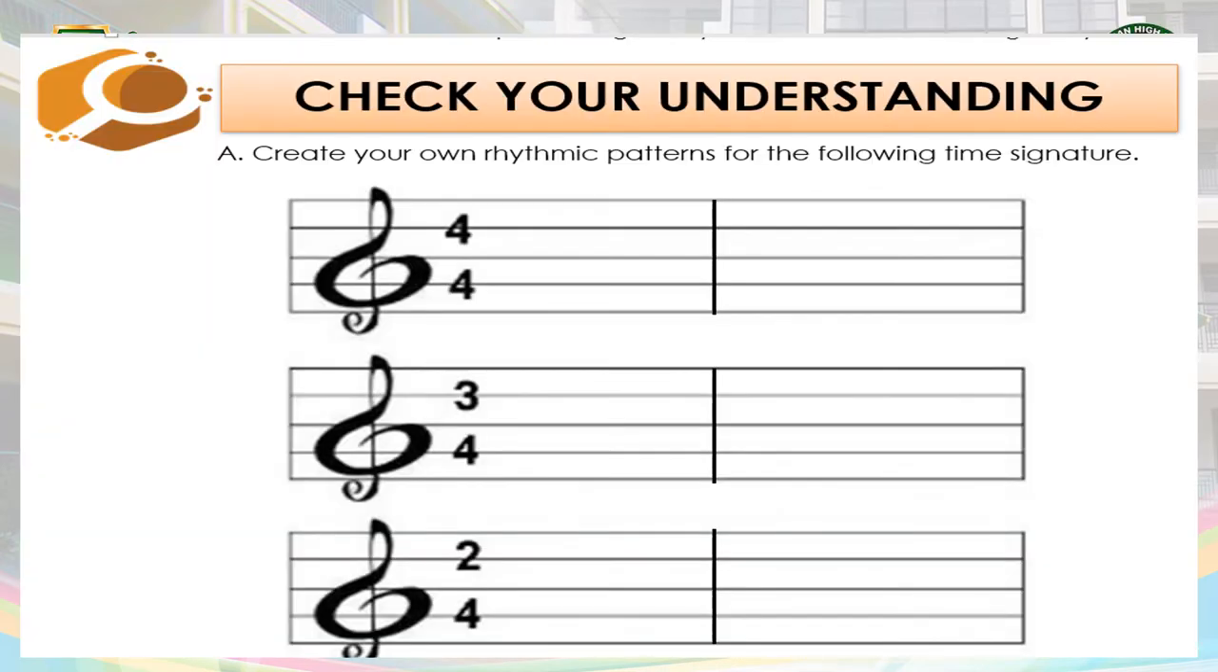For the check your understanding in music, you are going to create your own rhythmic pattern for the following time signatures: 4/4, 3/4, and 2/4. Earlier I discussed what the simple rhythmic patterns are, so go back to that to answer this check your understanding. After that, take a picture of your answers and upload it to our FB group so it can be graded.